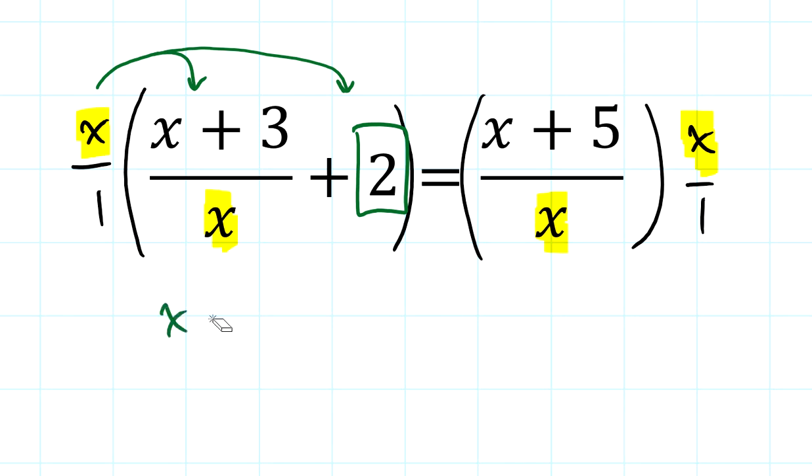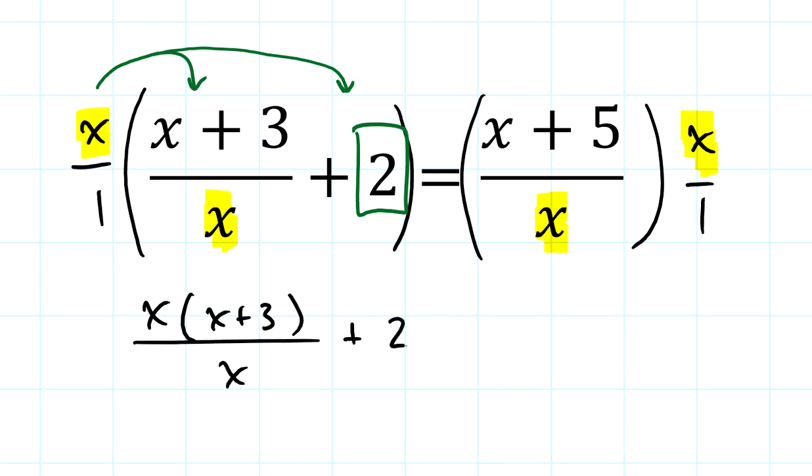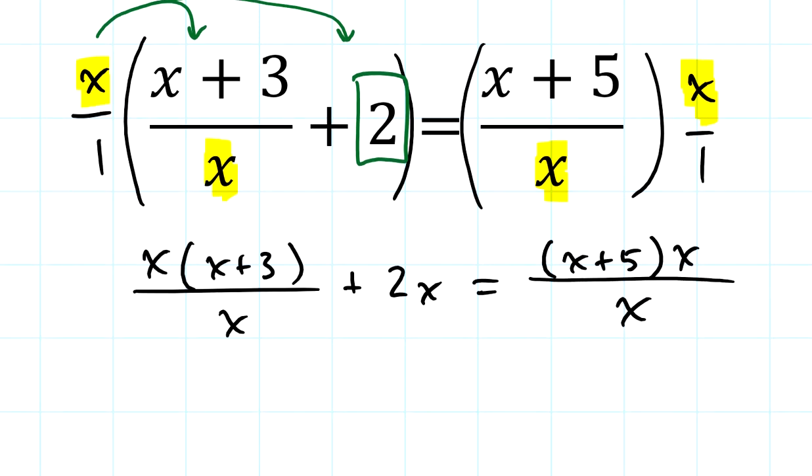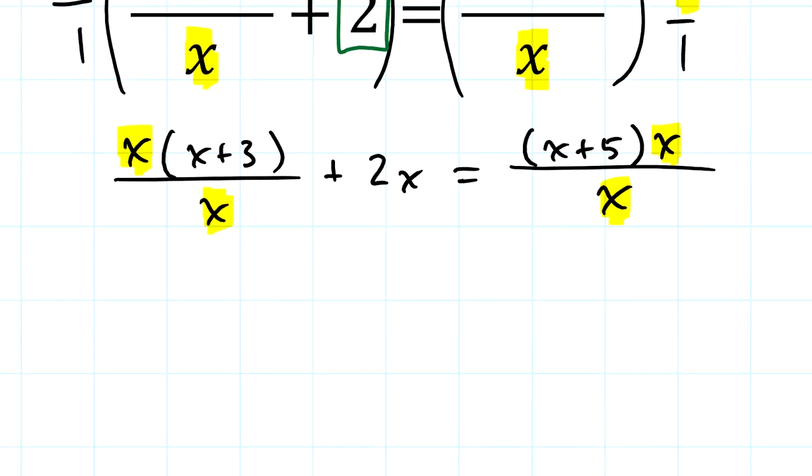This is going to be, I'll just write the steps so maybe you can see it a little bit better. This would be an x times x plus 3 over an x, and then plus 2 times x. And that will equal, on the other side, x plus 5 times an x over an x. So I hope you can see where I do have the giant 1, right? X over x is a 1, and x over x is 1. They're factors in the numerator and denominator. They're common factors, so they form a giant 1. So if I simplify this by eliminating the giant 1s, I end up with, whoops, black pen.